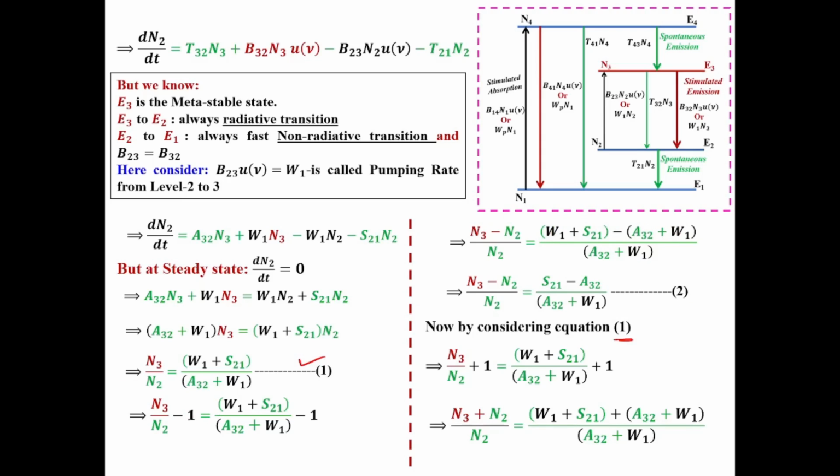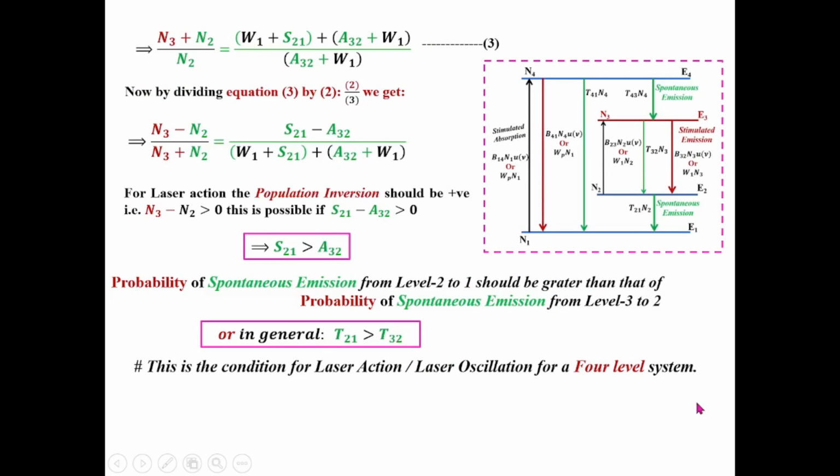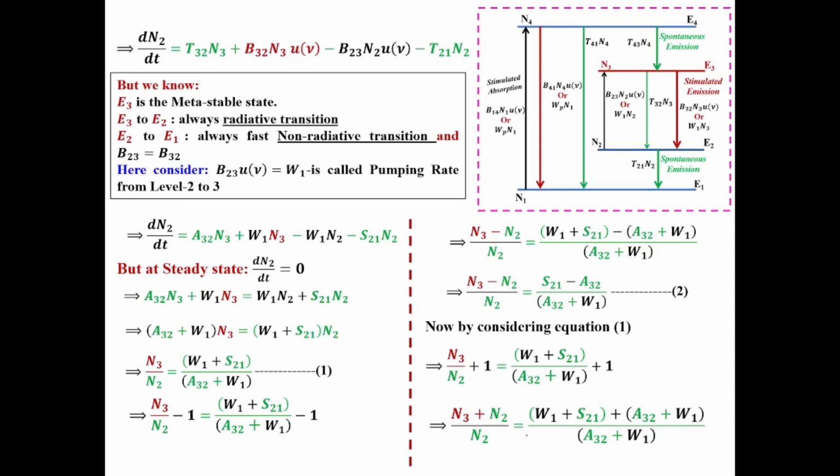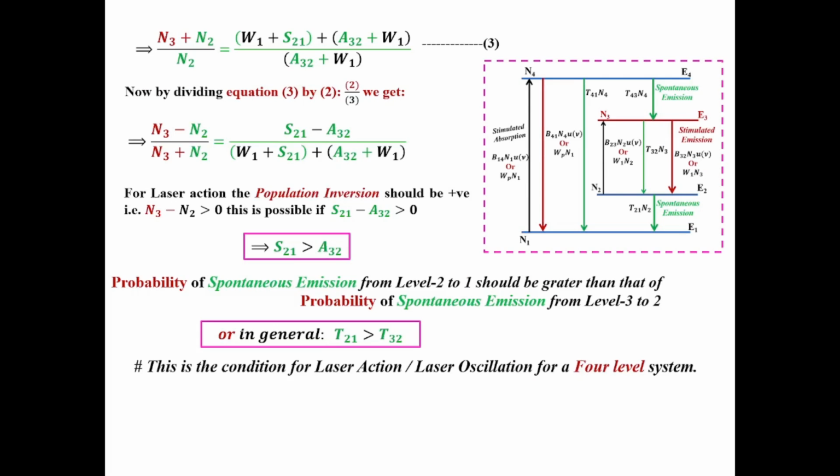Here in this step we just subtracted 1, and here we just added 1. So considering equation number 1 and adding 1 to the LHS and RHS, what can we find? Here N3 plus N2 by 2, and this is the simple addition, right? Now N3 plus N2 by 2, and this one is the same thing I have written.